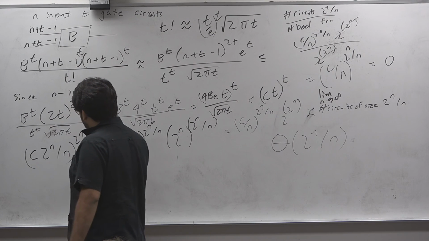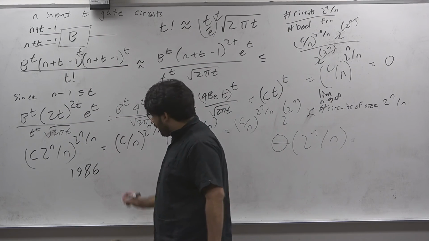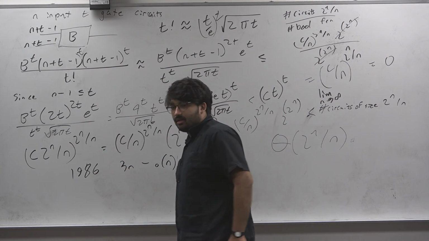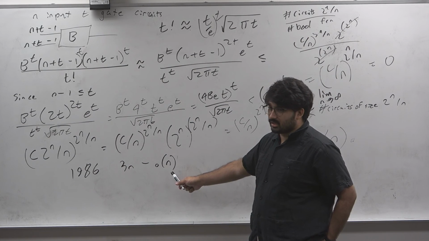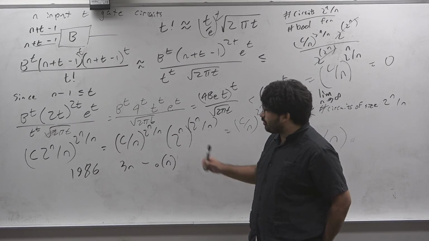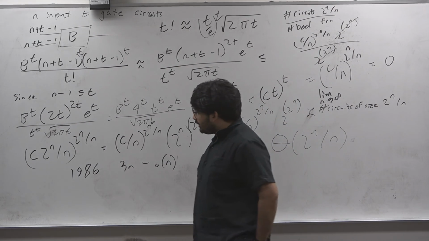In 1986, they were able to prove a problem in NP has a circuit lower bound of 3n minus little o of n, okay? That's barely above linear. That's actually, in fact, not above linear. That's something terrible, okay? But this is a problem in NP that was shown to have almost a linear circuit lower bound. Not that good.